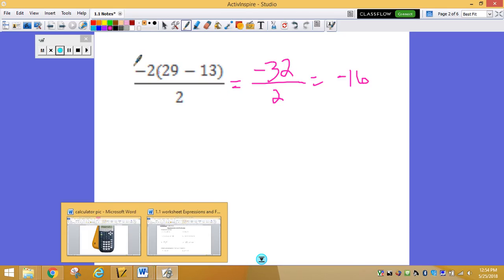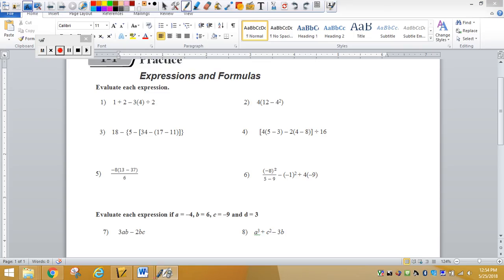Number 6 is a little bit different, and I want to show you how to do number 6. For number 6, you're going to have to do this whole fraction right here first. So figure out what -8 squared is. Figure out what 5 minus 9 is. Divide them. Okay? Remember, do the whole top, do the whole bottom, then divide them. When you figure out what's inside this pink circle, then you can just type the rest straight in your calculator. Okay? So that's number 6.